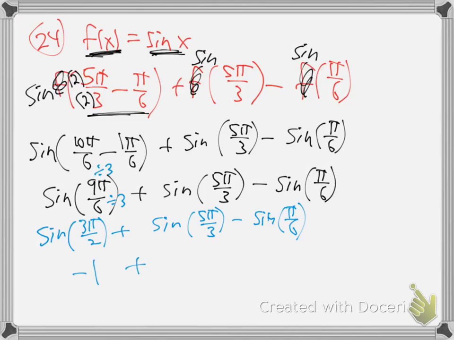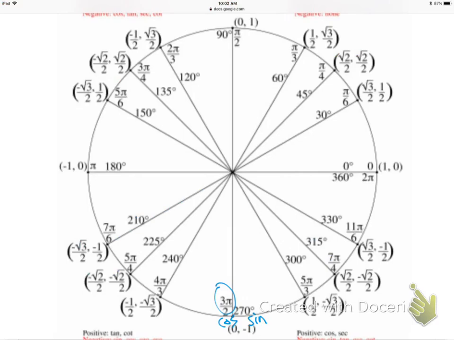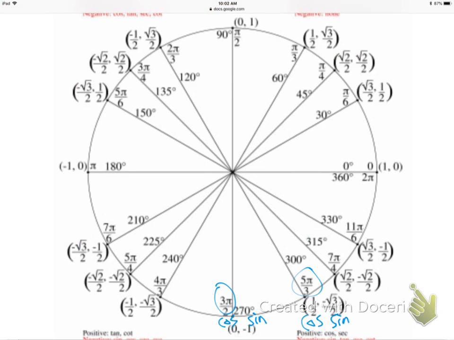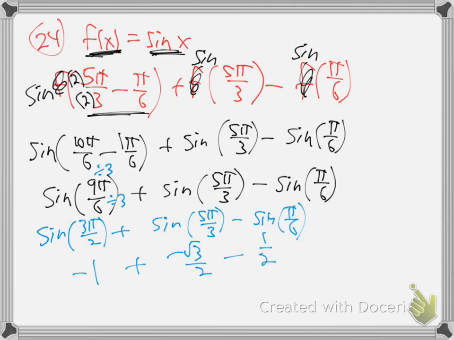Now I want the sine of 5 pi over 3. Go to the unit circle. Where's 5 pi over 3? Oh, there it is. Right there. Cosine, sine. We want sine of 5 pi over 3. I don't know if you can read that. It's -√3 over 2. So -√3 over 2 minus. And now we want the sine of pi over 6. Pi over 6. Right there. Cosine, sine. Sine is 1/2.